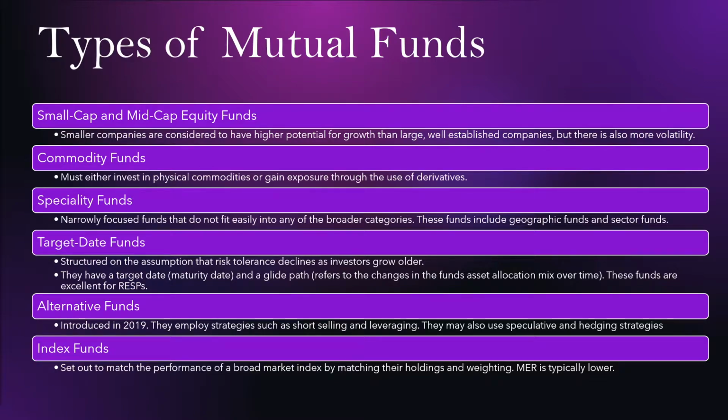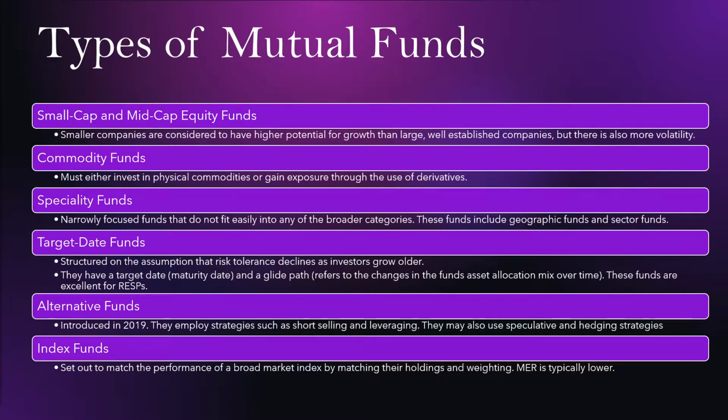And it has a glide path. This refers to the changes in the fund's asset allocation mix over time. And these funds were made for retirement. However, they're excellent for RESPs because that is a definitive time when you will be using the money. So if someone is going to be using RESPs, target date funds are great for that.